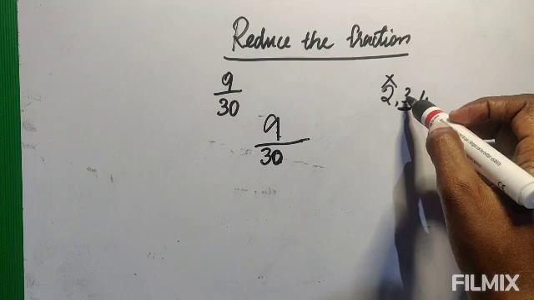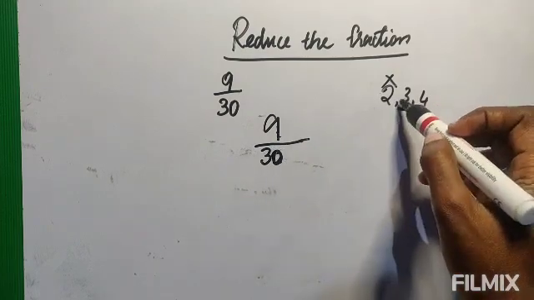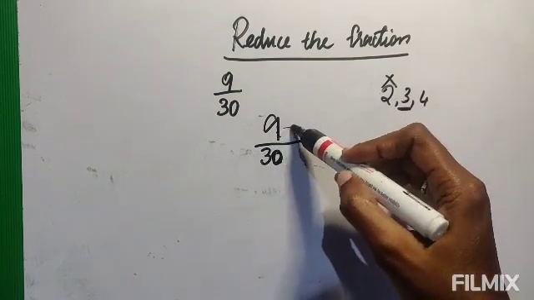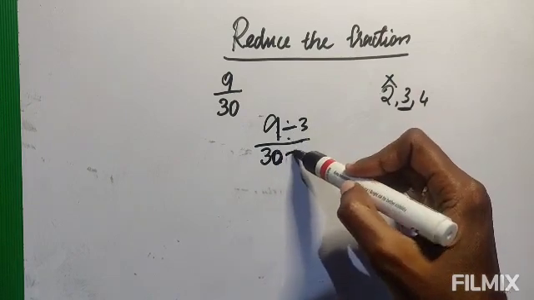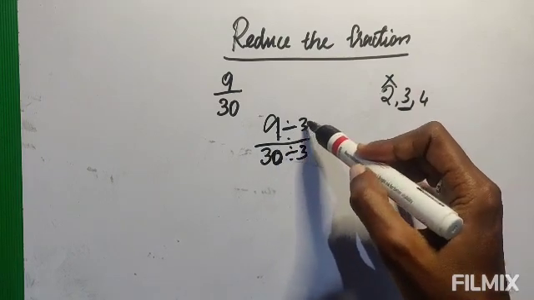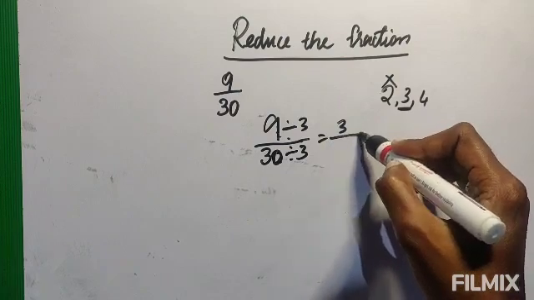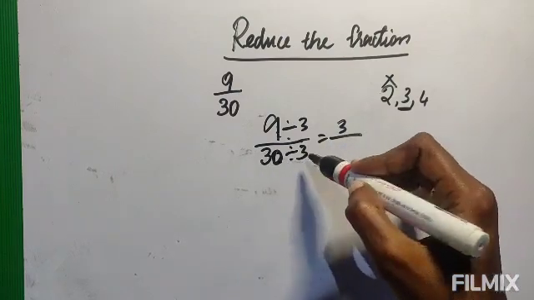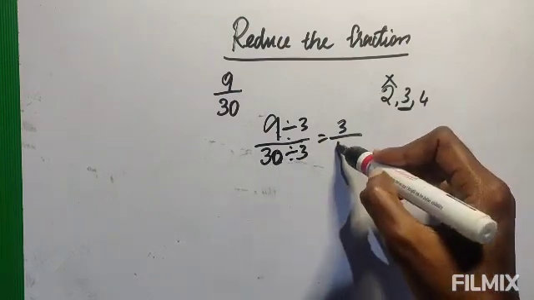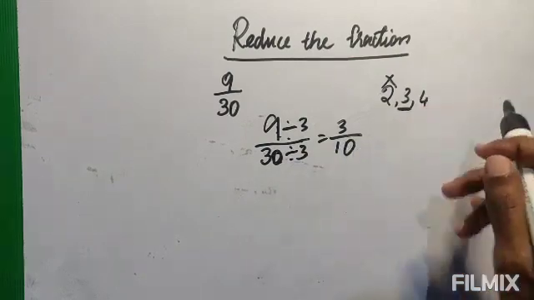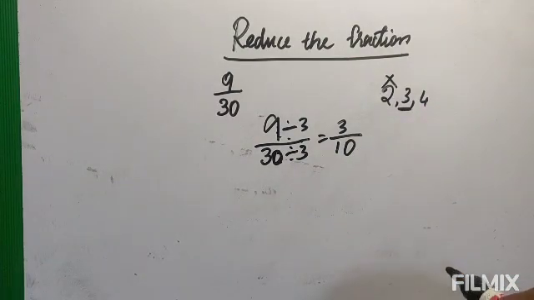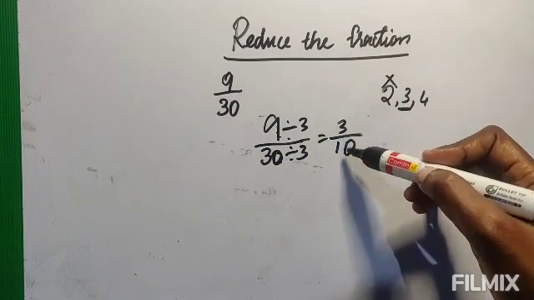So now 9 and 30 both can be divided by 3. Let's divide by 3. How many 3s are 9? 3 3s are 9. Again, now 30 divided by 3. How many 3s are 30? 10 3s are 30.